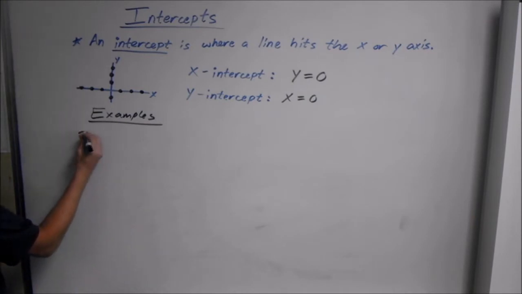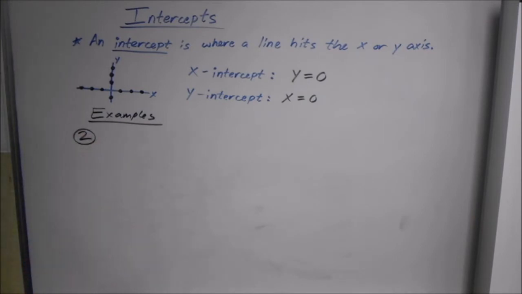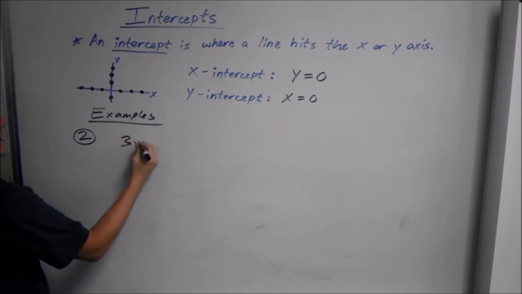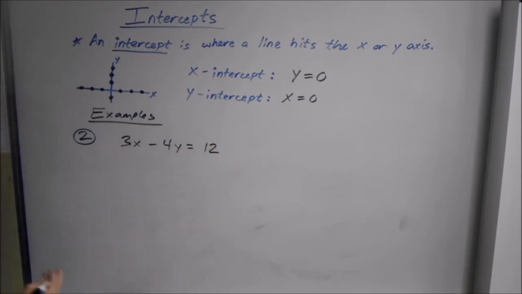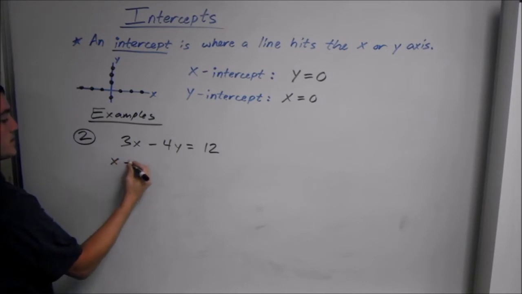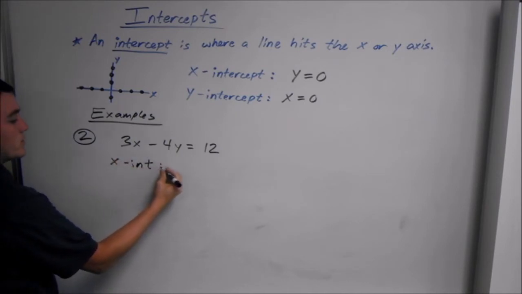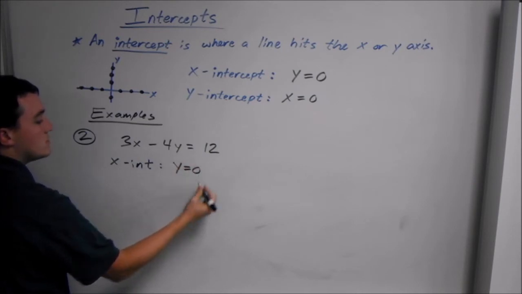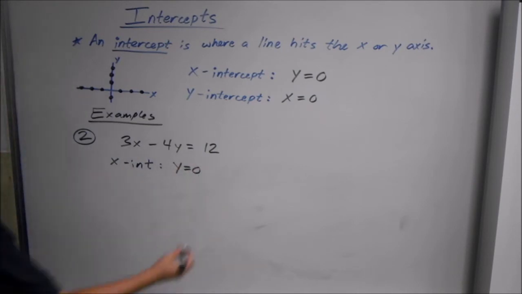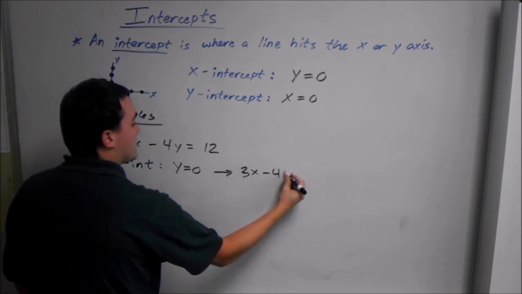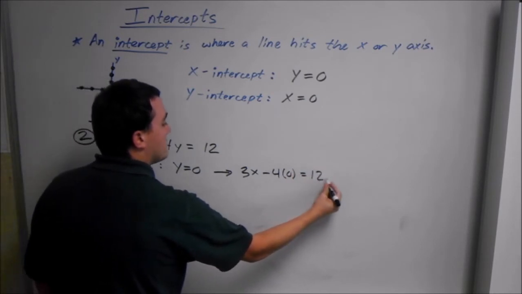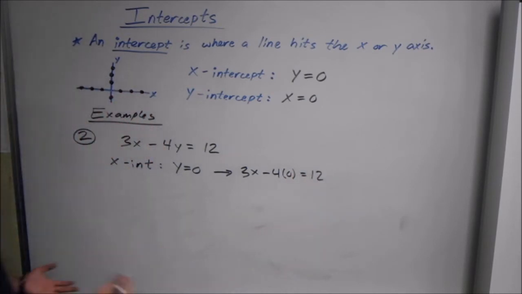Another example, say we had 3x minus 4y equals 12. And we want to find the x and y intercept and graph it. Well, same process. To find the x-intercept, we plug in y equals 0. So that gives us 3x minus 4 times 0 equals 12. And we know 4 times 0 is just 0, so that's going to go away. We have 3x equals 12.